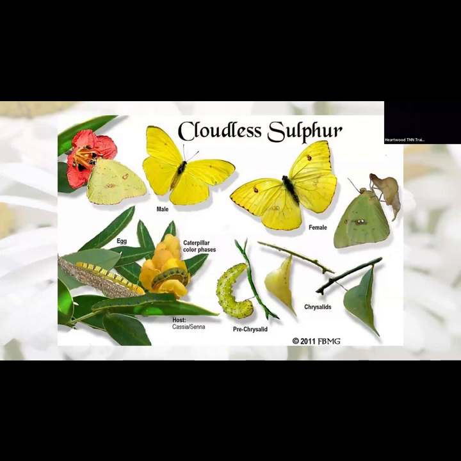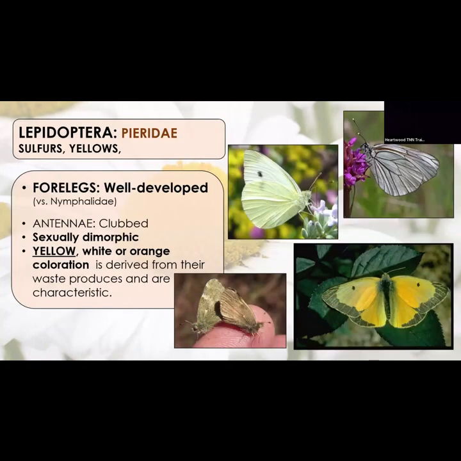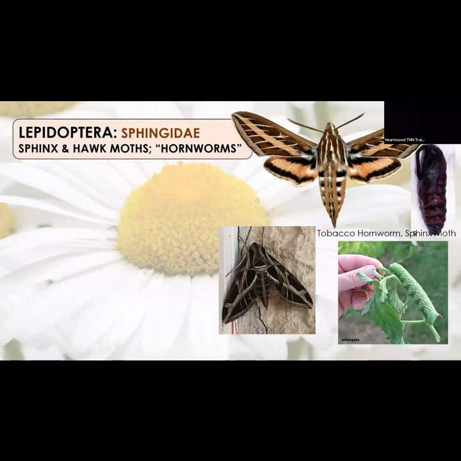But cloudless sulfur, this is one of the very common native ones around here that you'll find, as well as this dwarf one here. You'll see it kind of both out. So sphingids, I've got a sphingid up here in my collection too. Y'all want to check it out?